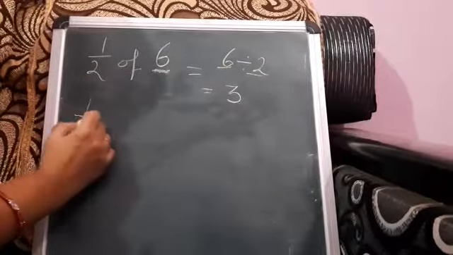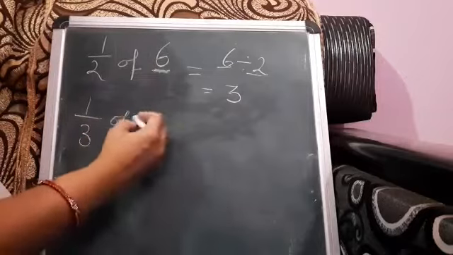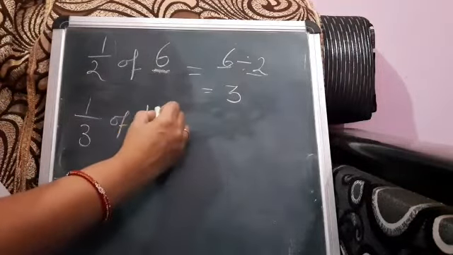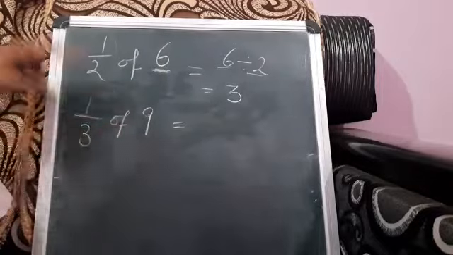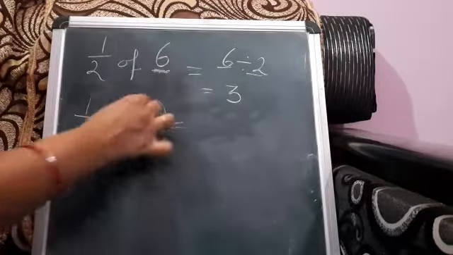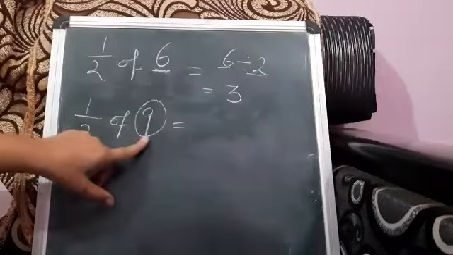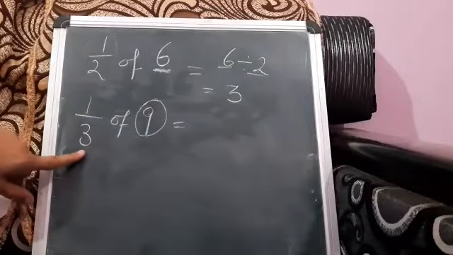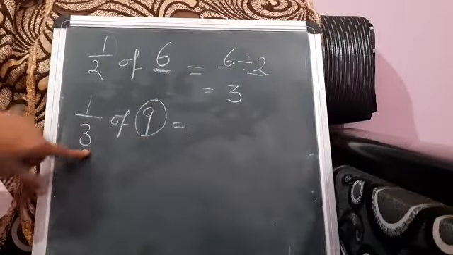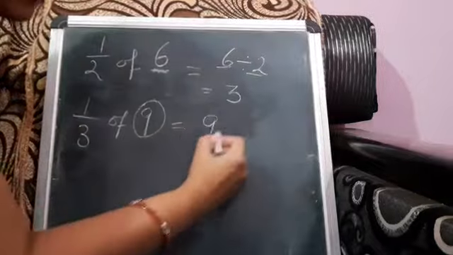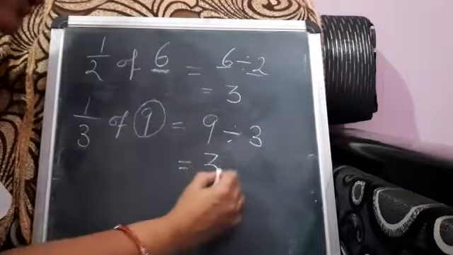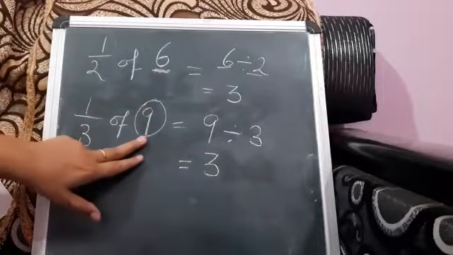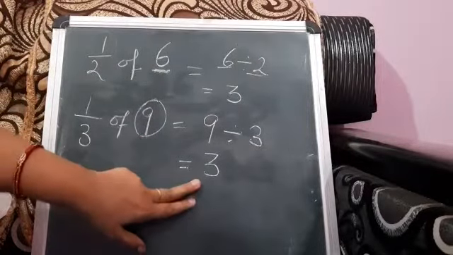Similarly, if I want to find out 1/3 of a number, for example, 1 by 3 of 9, what does it mean? It means I have 9 things and I want to divide these 9 things into 3 equal parts. So I will divide 9 by 3. So what will I get? Again I will get 3. So 9 divided by 3 is equal to 3.